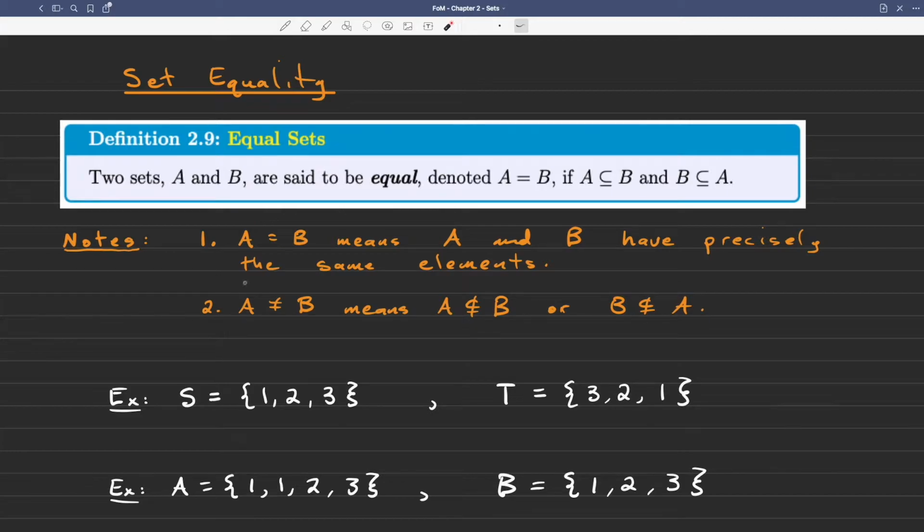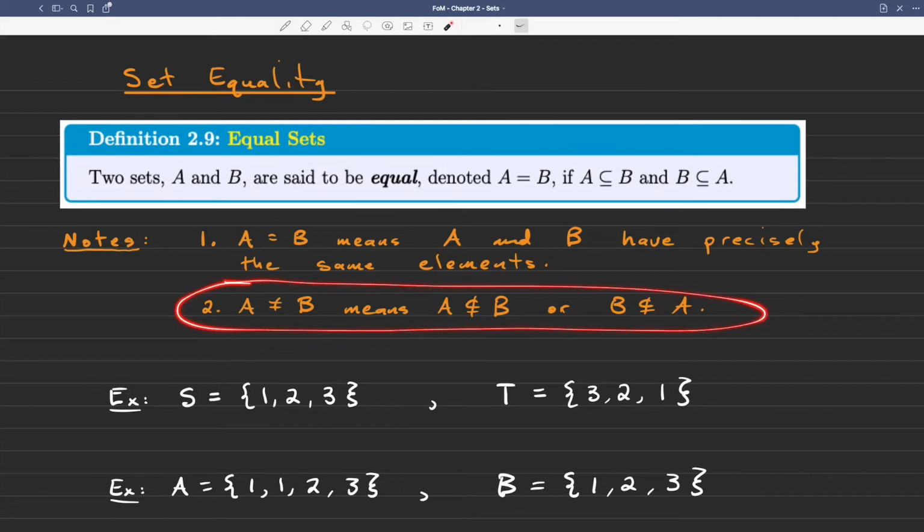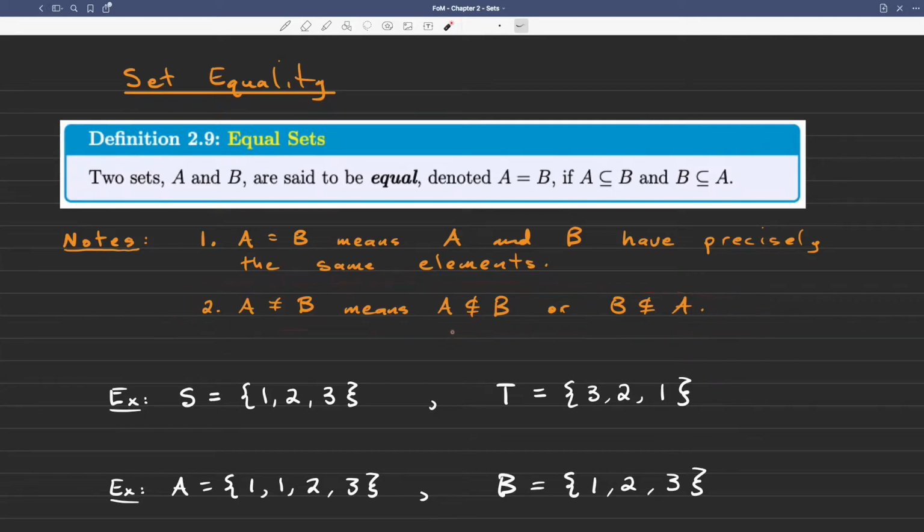And also, if we say A does not equal B, then we know that that means one of two things. Either A is not a subset of B, or B is not a subset of A. And what does that mean? Well, if A is not a subset of B, that means there must exist some element in A that's not in B, or there must be some element of B that's not contained in A. It could be that both of these are true, because it's not an exclusive or right here. For our or statements, one or the other or both could be true.